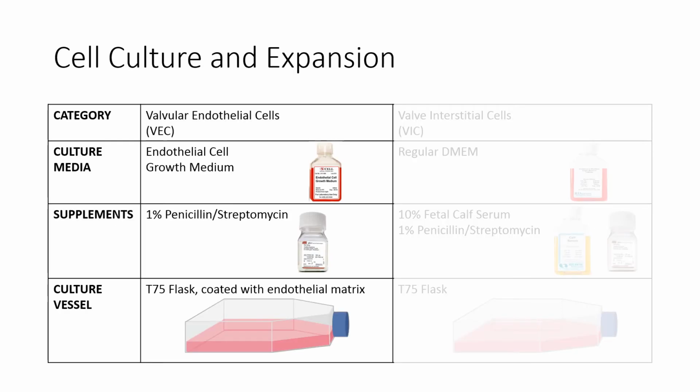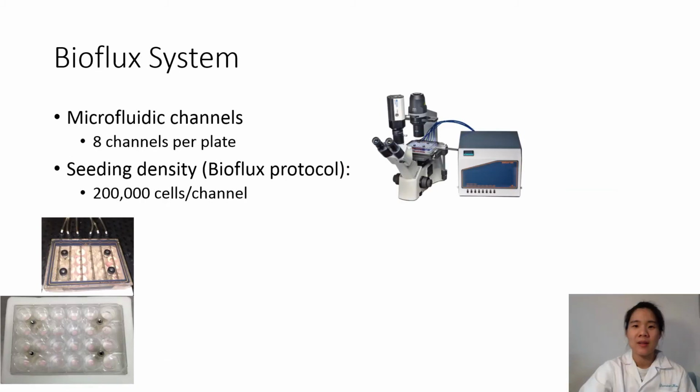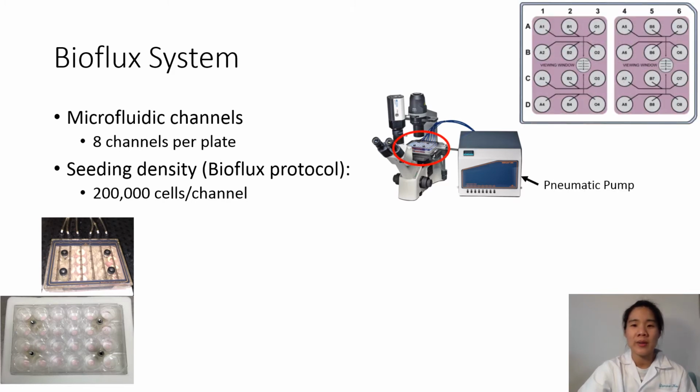We first obtained a vial of commercially available rat valve endothelial cells and expanded them in T75 flasks. The rat valve endothelial cells were then seeded in Bioflux plates that consist of 8 microfluidic channels per plate for 24 hours. Once cells attached, they were then conditioned for 48 hours under steady flow, 0.25 OSI and 0.5 OSI.